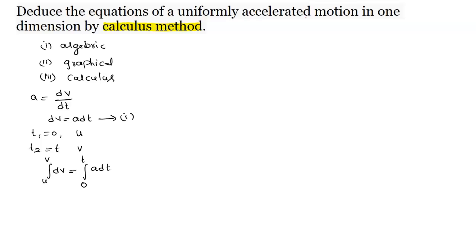Integral u to v dv, here there is no coefficient, but here a is there. Integral of dv means final limit minus lower limit, that is upper limit minus lower limit, is equal to a, which is common, into integral 0 to t of dt. Then v minus u is equal to a into t. Finally, the equation is v is equal to u plus at. This is the first kinematic equation.